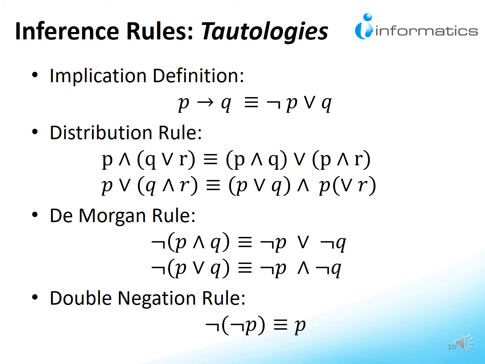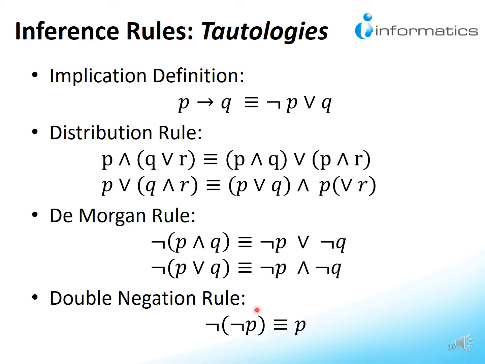P or Q and R can distribute, becoming P or Q, P or R, and together. De Morgan rule: the negation can distribute into parentheses, and the operators all change to the opposite. So overall, not (P and Q) can always be replaced as not P or not Q. Not (P or Q) can be replaced as not P and not Q.